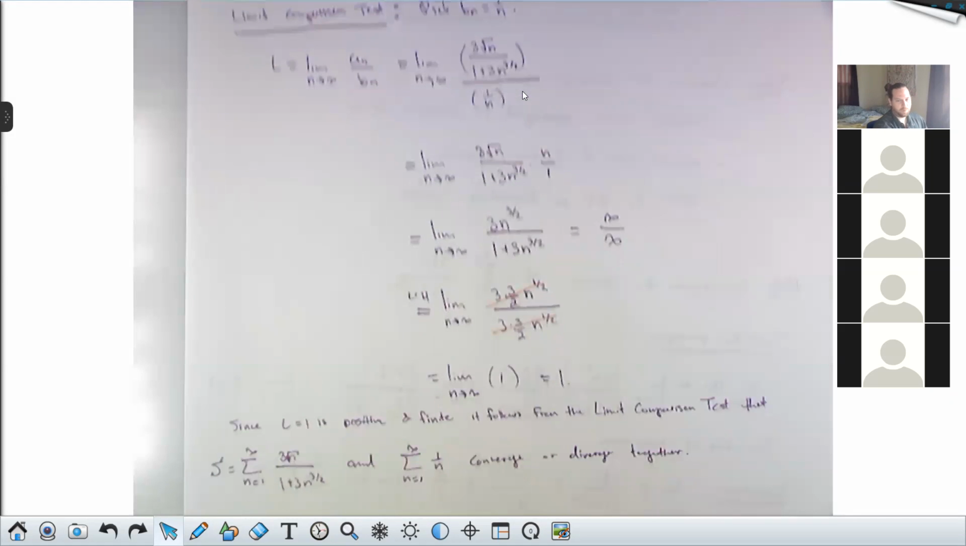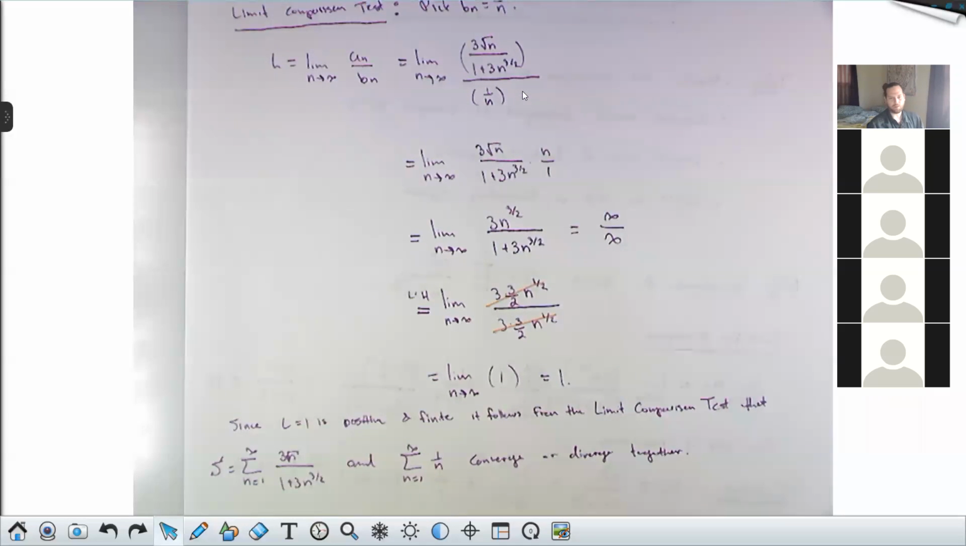And I want to pause here to talk about a common mistake. A lot of people, when they get to this part of the problem, don't write the sigmas. They say this thing, 3 root n over 1 plus 3 n to the 3 halves, and 1 over n converge or diverge together. That's not correct. And I know it seems pedantic, but it really is important, because without the sigmas, you're talking about sequences. We're not talking about sequences here. We're talking about series.